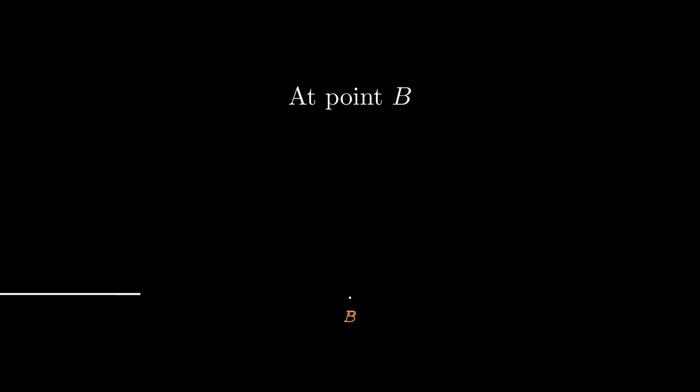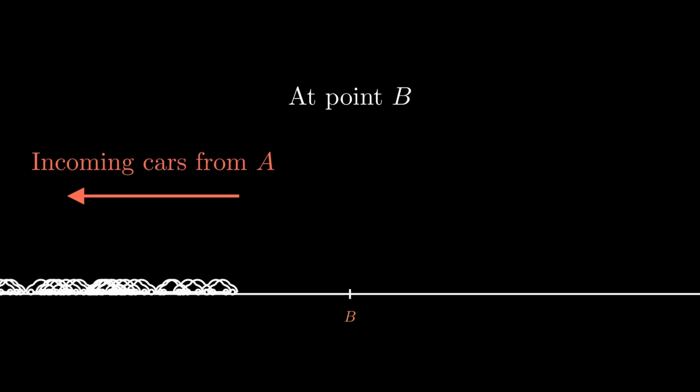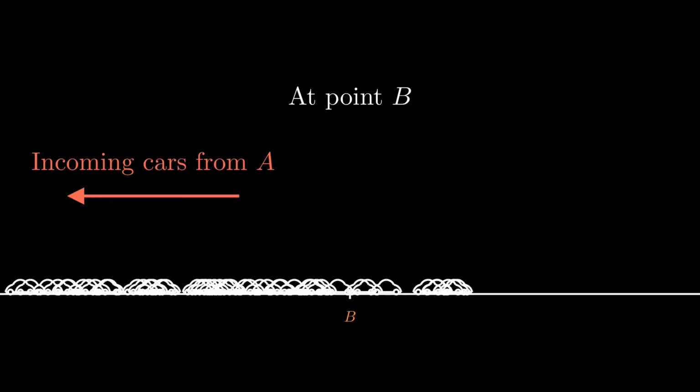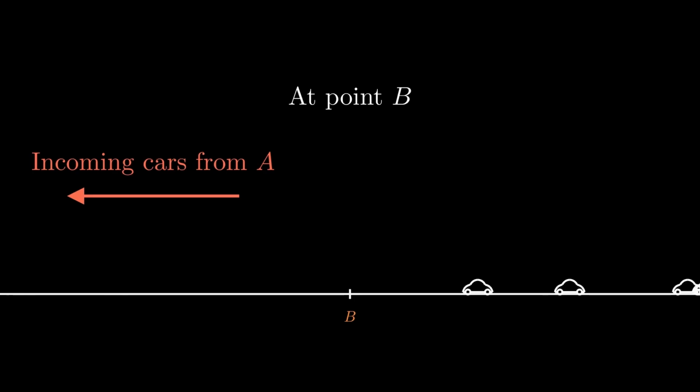Now, the cars in front of B will migrate to the lower density region to the right, decreasing the density near B. However, this drop in density will be compensated by the upcoming traffic from A. So there is no net change in density near B.